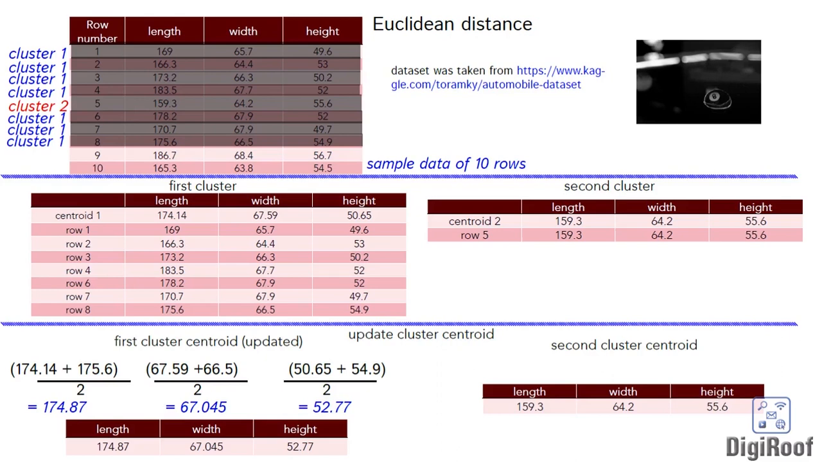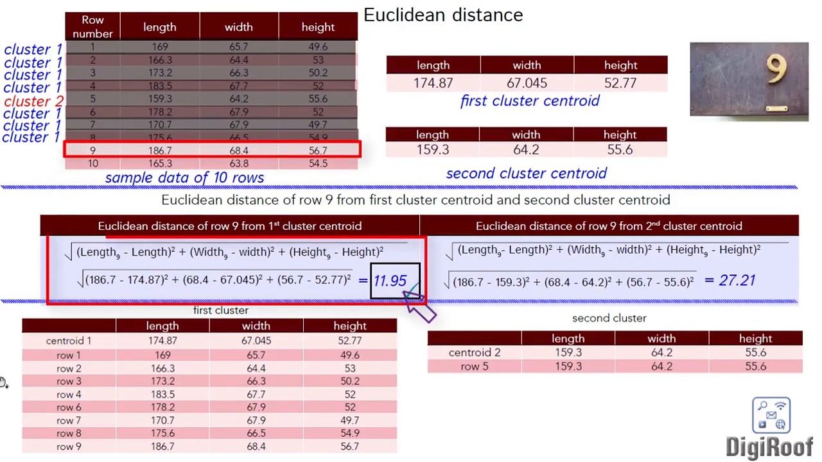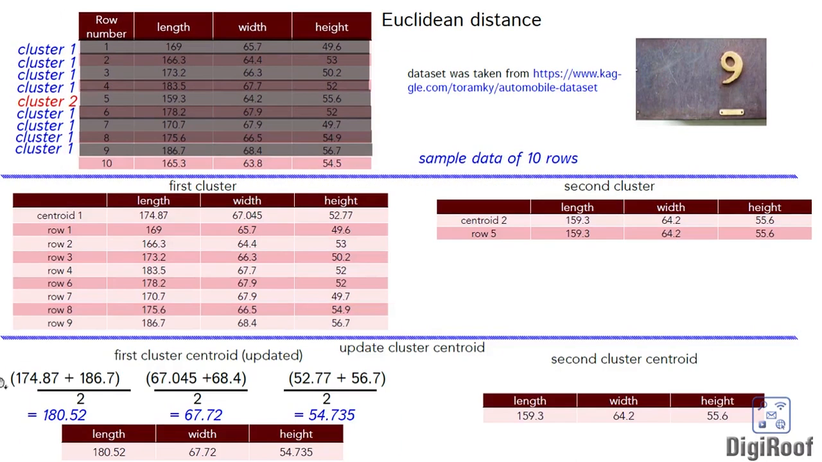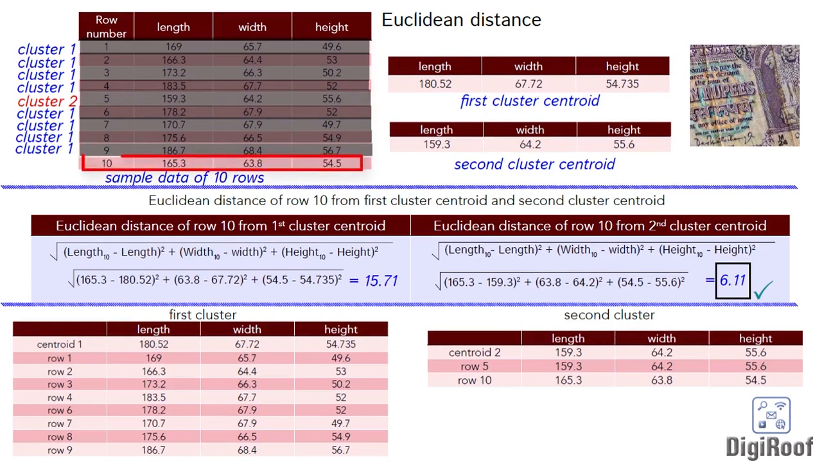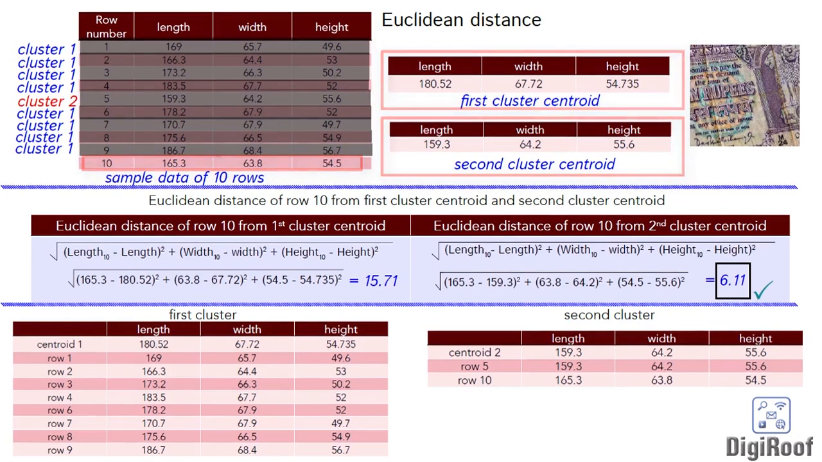Moving on, we are left with row 9 and row 10. Row 9 is again closer to the cluster 1. So, we will update the first cluster centroid to get this value. Let's now move to the last row and calculate its Euclidean distance with the two centroids. While the first centroid is being updated every time a row is joining the first cluster, the second centroid has remained unchanged, since none of the rows have been added to the second cluster.